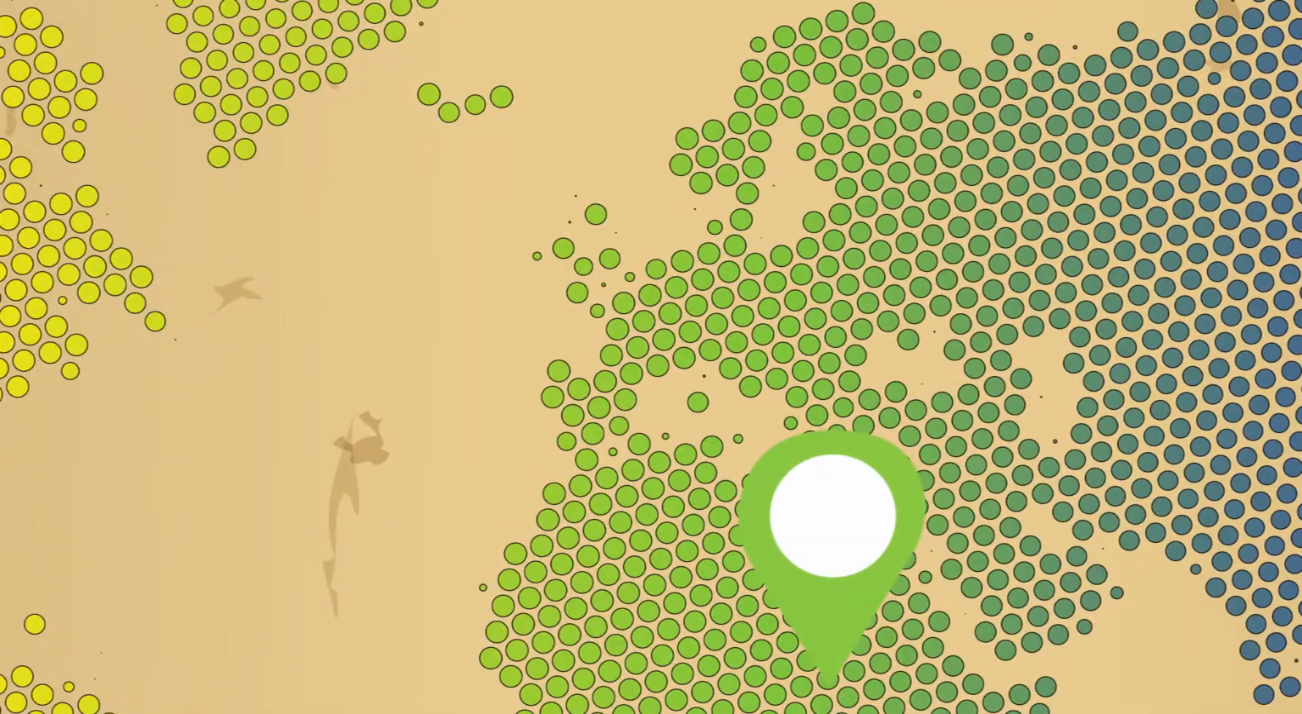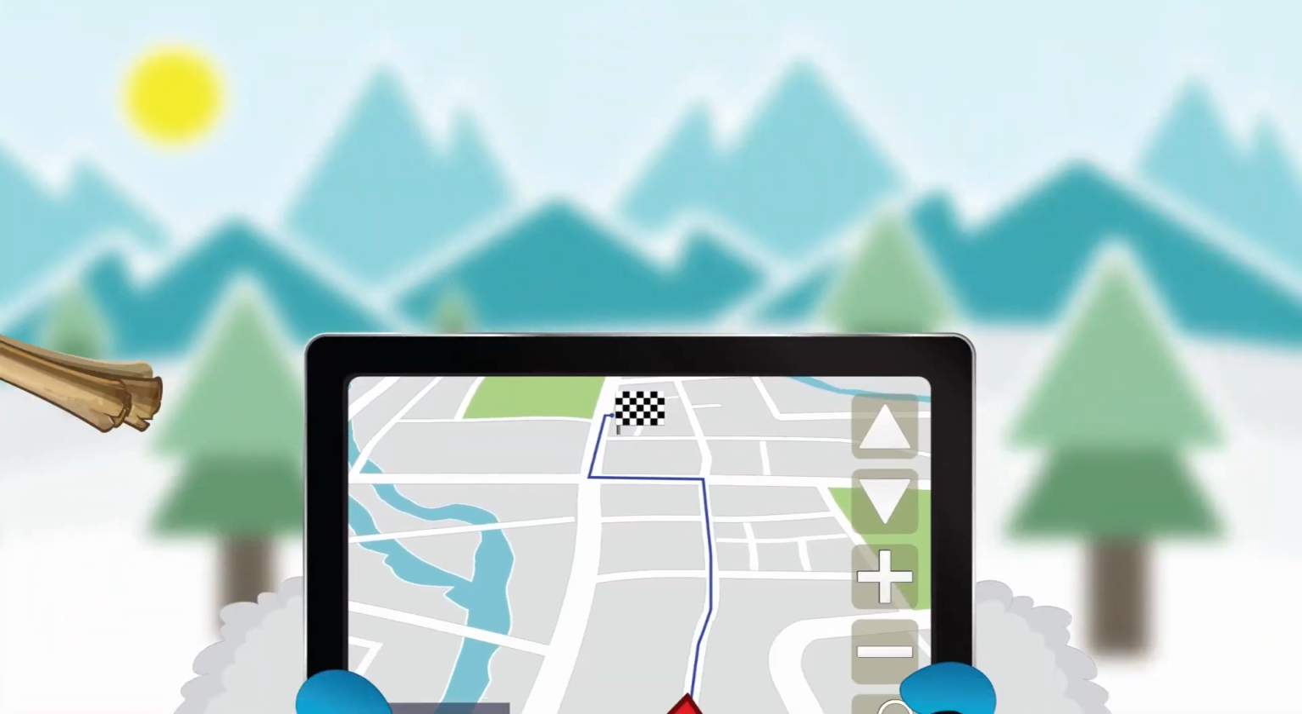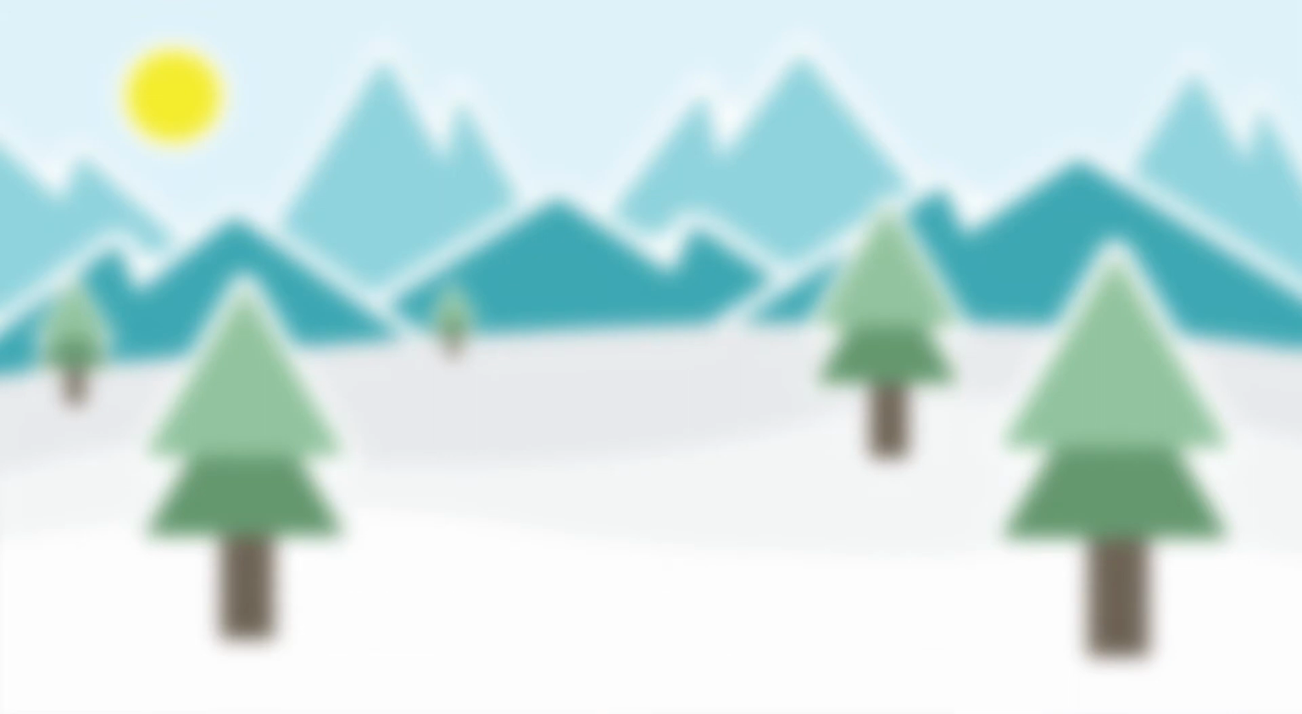Not everyone has the coordinates for their colors though. Some people might only have an address or even landmarks for their color choices, and that's okay. Thanks to modern technology, we are able to find our way.